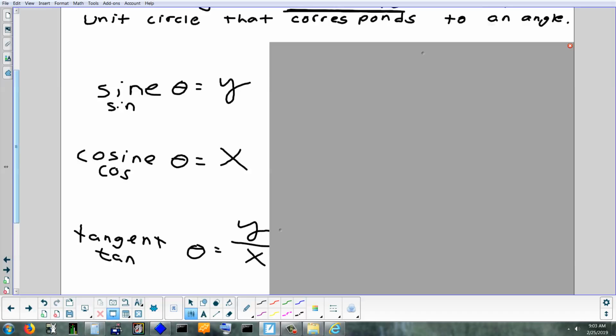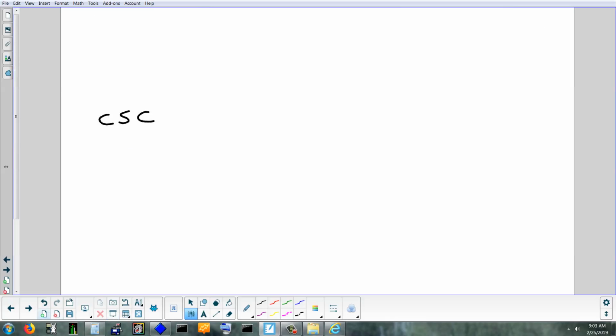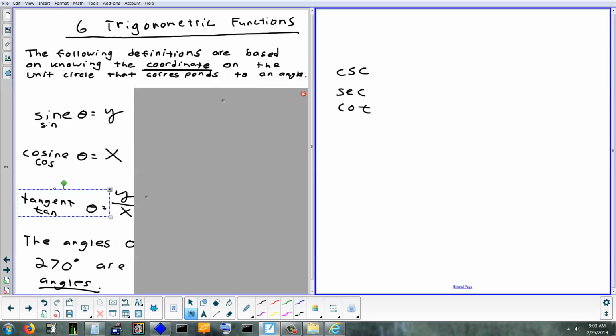Right. Now, there's three other trig functions. Does anybody know the names of the other three, or even one of the three? How about if I give you an abbreviation? That's an abbreviation for the first one. Does anyone know what that one stands for? Or this one? Or that one? How about, based on the ones I already gave you, anyone think they might know one of them?